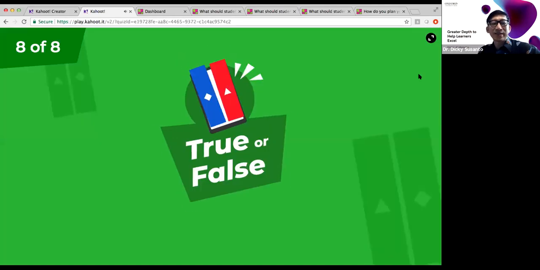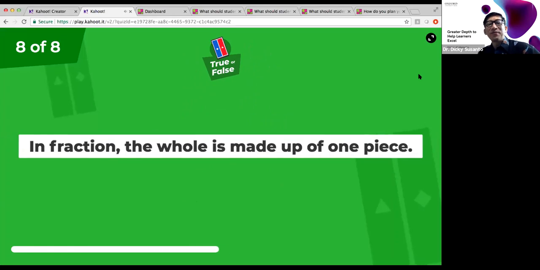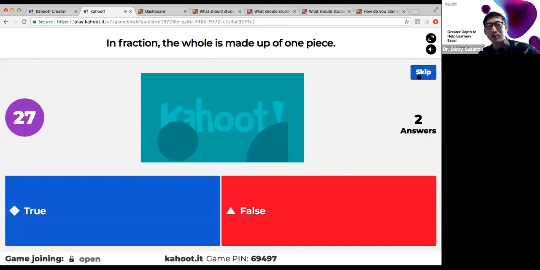All right, last one, last question. In fraction, the whole is made up of one piece. Is it true or false?